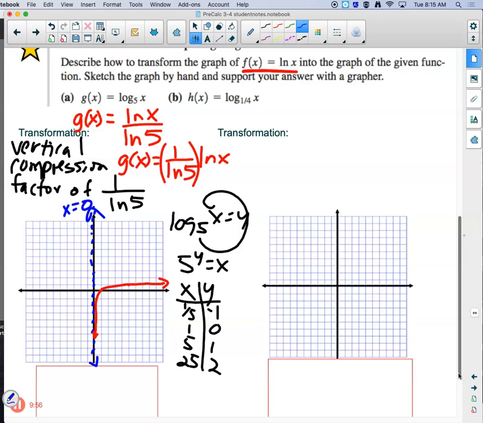h of x equals logarithm base 1/4 of x. Now, with this one, I want to talk to you a little bit about what they said as far as, okay, if your base is a fraction between 0 and 1, just use a reflection for that instead. So here's what they're doing. They're saying if we wrote this as y equals logarithm base 1/4 of x, and we snail shelled it.